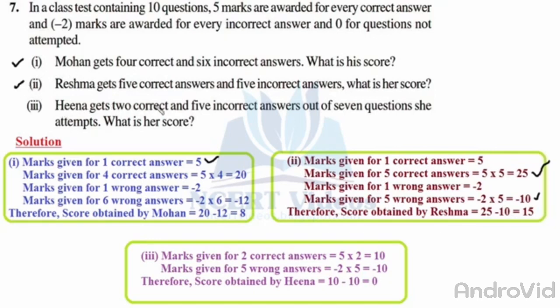Now Hina gets 2 correct and 5 incorrect answers out of 7 questions. So correct 2, therefore 10, and incorrect were 5. Therefore minus 10, because minus 2 into 5 is 10. Her overall score was 10 minus 10, 0. That is, she performed nothing. That was your last question, question number 7.